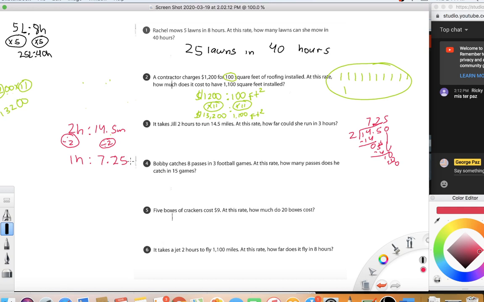So this is our rate, 1 hour per 7.25 miles. Or I'm sorry, we can't say per 7.25 because it's not 1. So we can say 7.25 miles per hour. But how far could she run in 3 hours? Now that we have 1 hour, it's much easier to get to 3 hours. How do we get from 1 to 3 hours? We multiply 1 times 3. We do that to both sides, and that's how we're gonna find out how many miles it is.